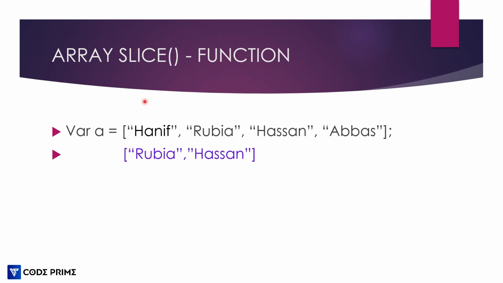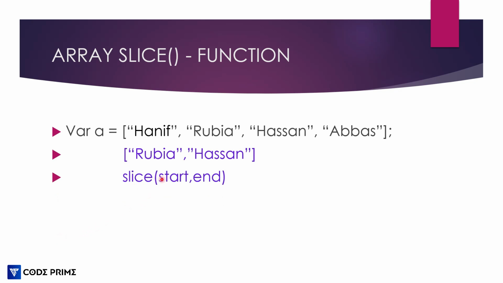The splice will take this array a and add another array, and both of these arrays will be converted into one array. So this is how the function works as an array method in JavaScript.